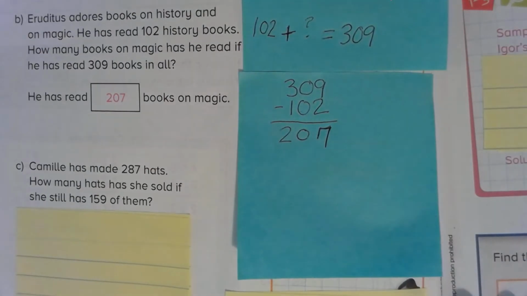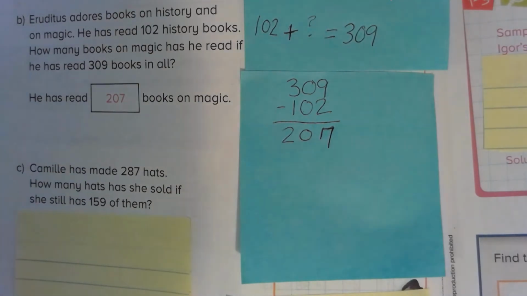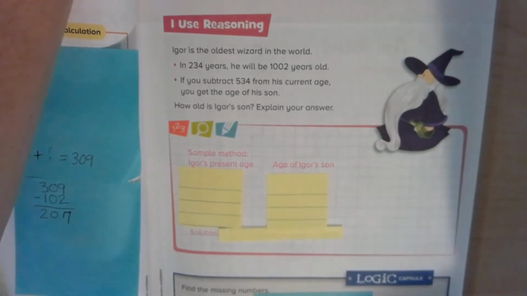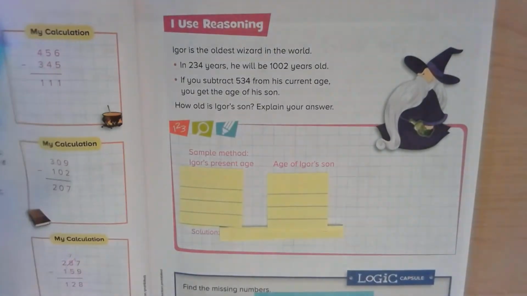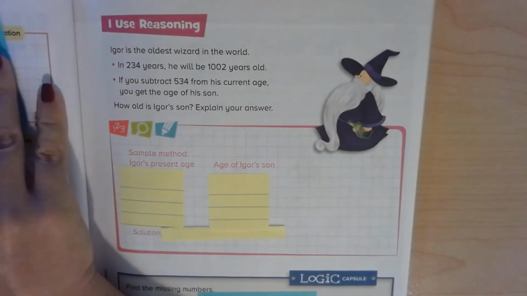And we're right. It is 207 books on magic. Excellent. So on page 3, it gets a little bit more difficult, doesn't it? It also gets difficult to see if I don't move my camera. There we go. Igor. Whew, I'm just giving you all types of answers, aren't I?